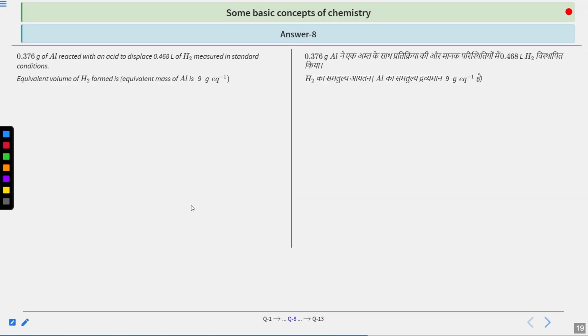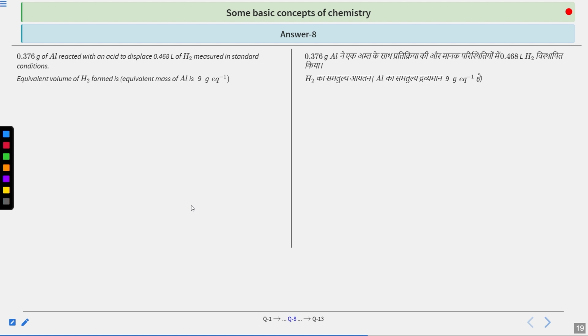What is given is that we have taken 0.376 gram of aluminium, and we have reacted it with acid to displace 0.468 liter of hydrogen. So 0.376 gram of aluminium is reacting to give 0.468 liter of hydrogen, taken at standard conditions. Next, what do we have to calculate? We have to calculate the volume of H2 that will be formed.